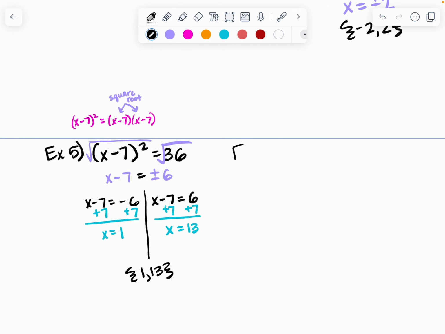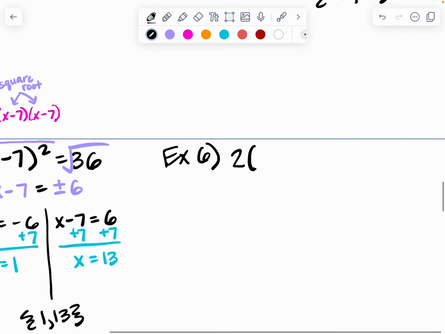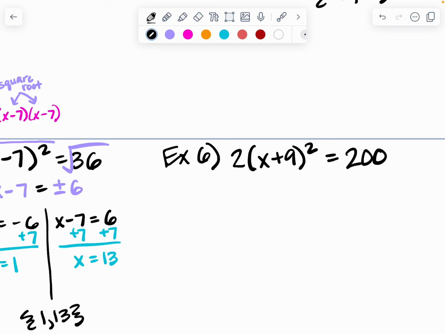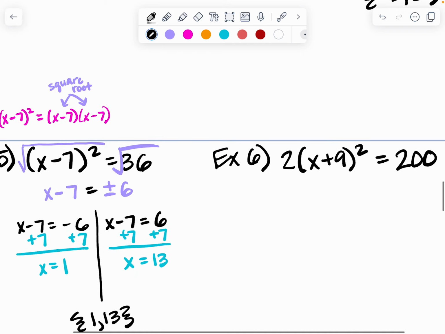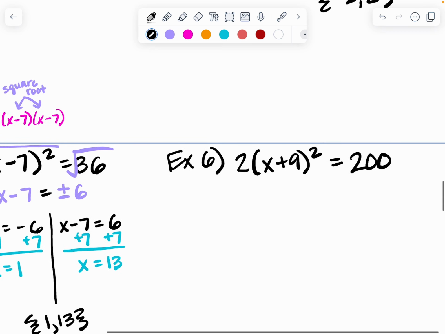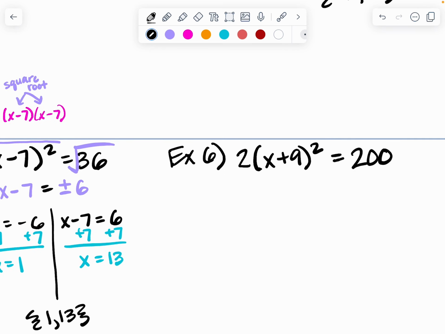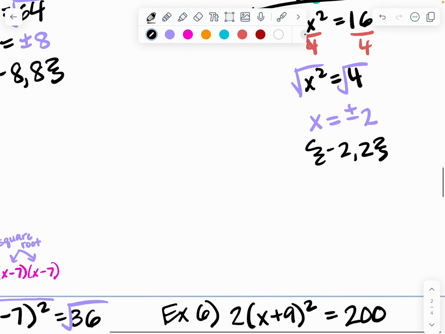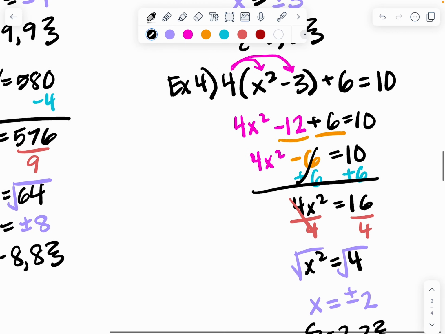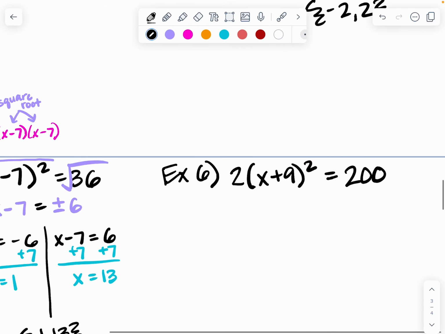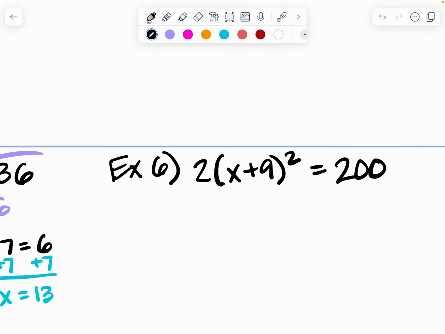Okay, last example. 2 times x plus 9 squared equals 200. Okay, so again, we see this one is like example 5 where the exponent is on the outside of the parentheses. So I'm not going to distribute like we did in number 4. Number 4 was different because x squared was inside the parentheses. Okay, so I need to get the parentheses squared by itself. So I'm going to divide by 2.